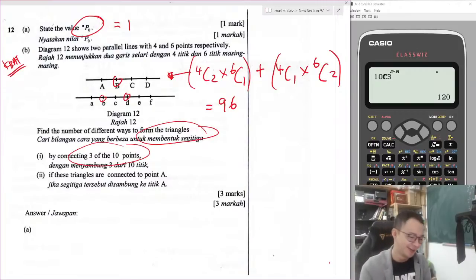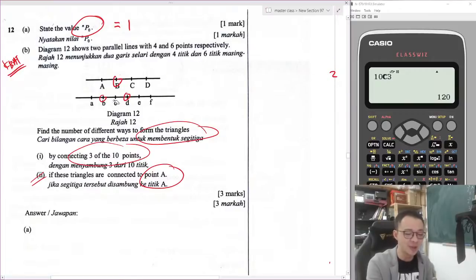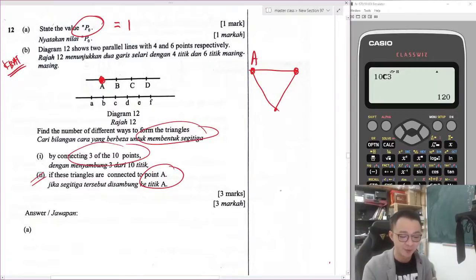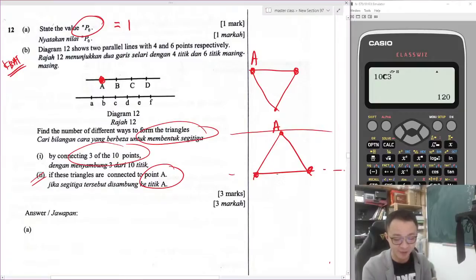Alright, so for the second one, you need to think a little bit. They want to connect to the point A. Yeah, this one is the hard one. Because if right now you want to use A, no matter how you form the triangle, you must use A. So if I form the triangle like this, 2 points and 1 point, one of my points must be A. If I form the triangle like this, 2 points and 1 point, the top must be A. So you can see I have some lines here.